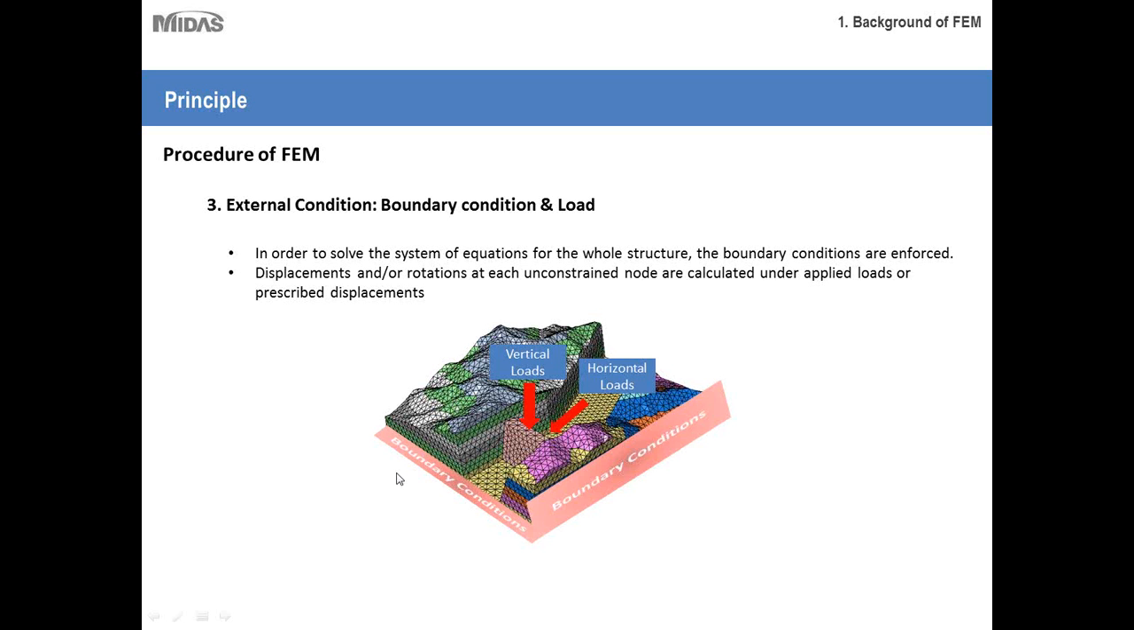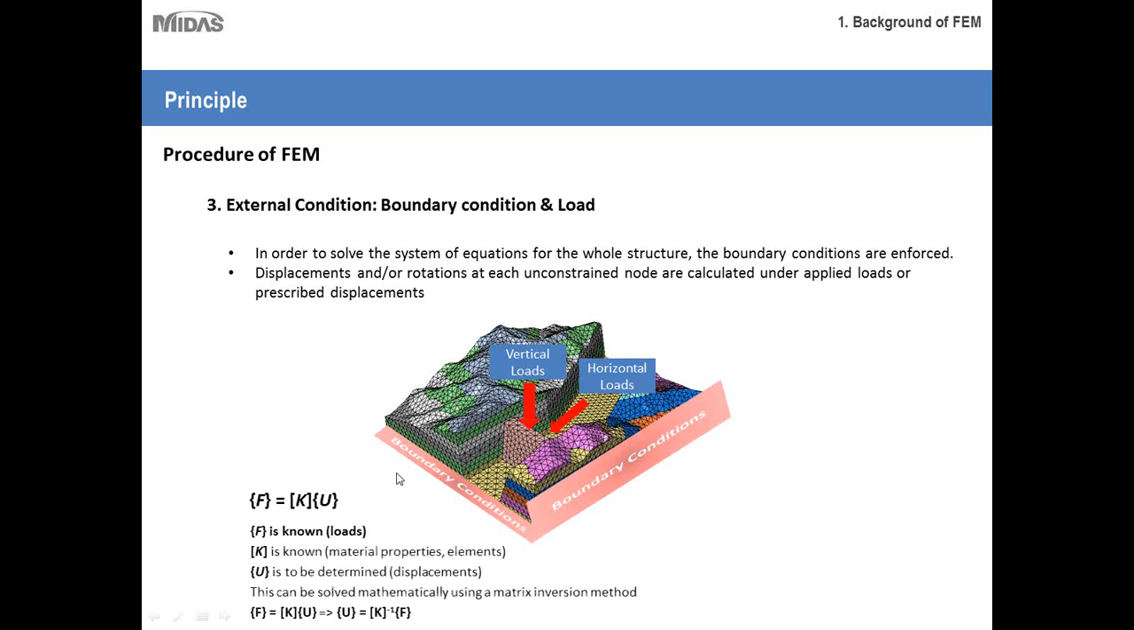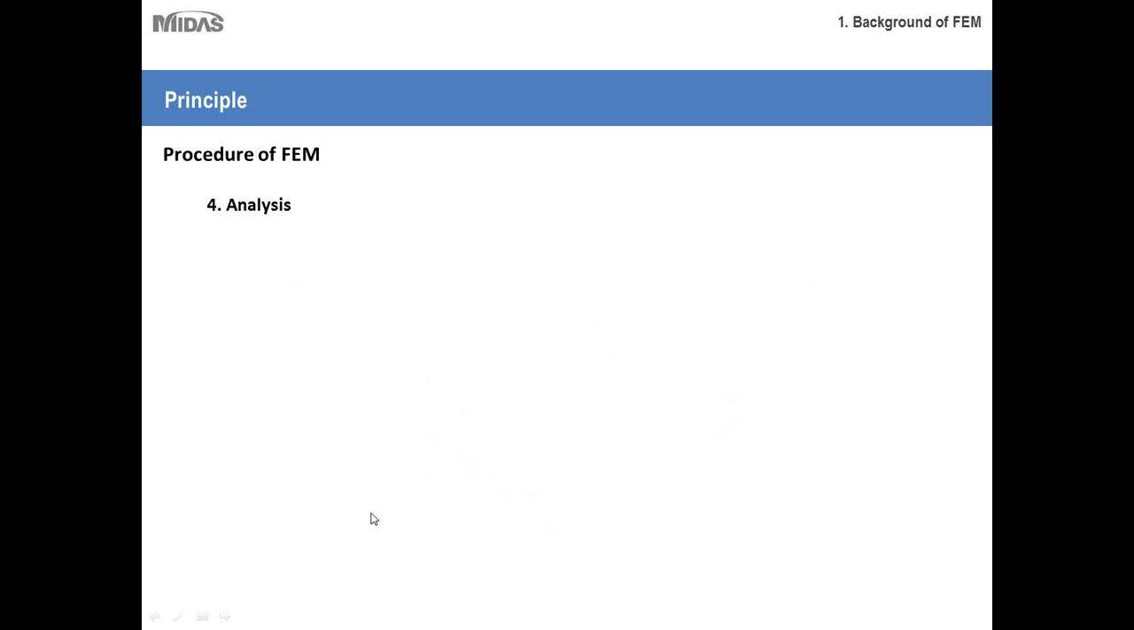Let's look at that formula again. In F is equal to K times U, we are now applying the F, which is the forces that are known in this equation. We are done with the component K, and now we have applied F. Then we have to move on and perform the analysis to solve the equations.